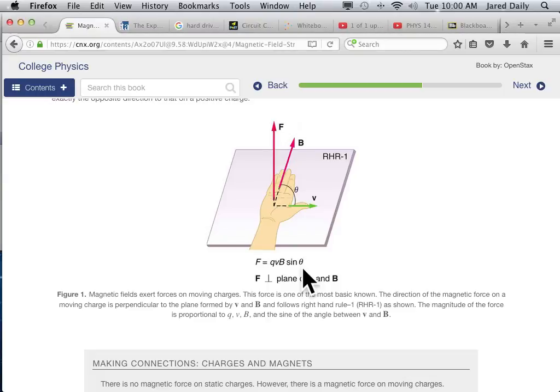Now that's the way they do it in this book. There are other ways that you may learn in other classes, but my personal favorite is I put my hand in the direction of velocity, and then I turn my fingers in the direction of the magnetic field, and my thumb points which direction the particle will be going. But it works either way.